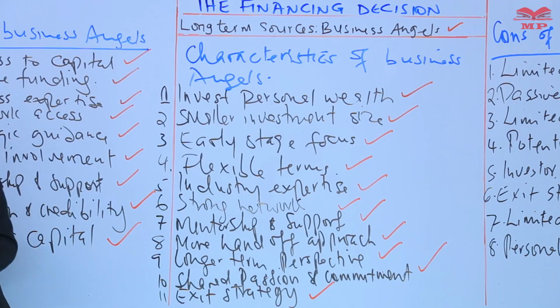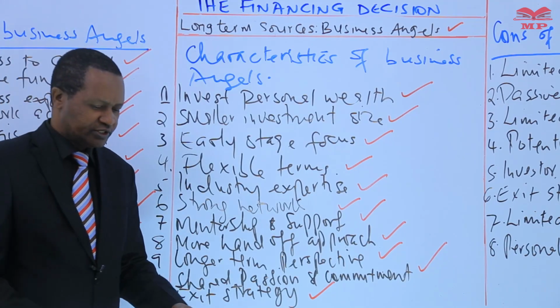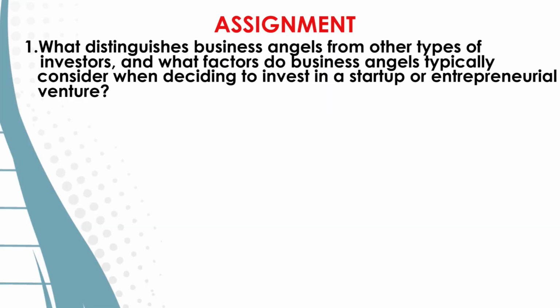Here is your assignment today on business angel finance. Number 1, what distinguishes business angels from other types of investors? And what factors do business angels typically consider when deciding to invest in a startup or entrepreneurial venture?